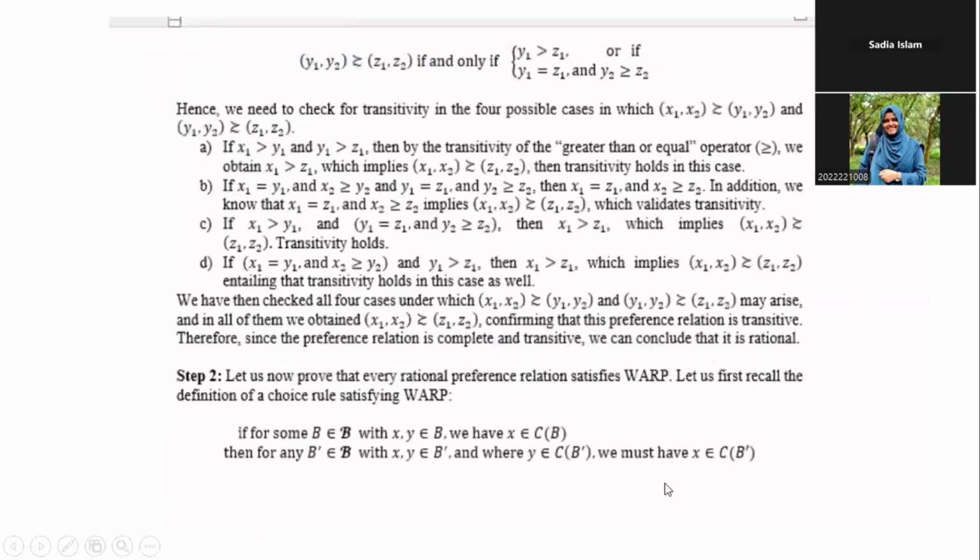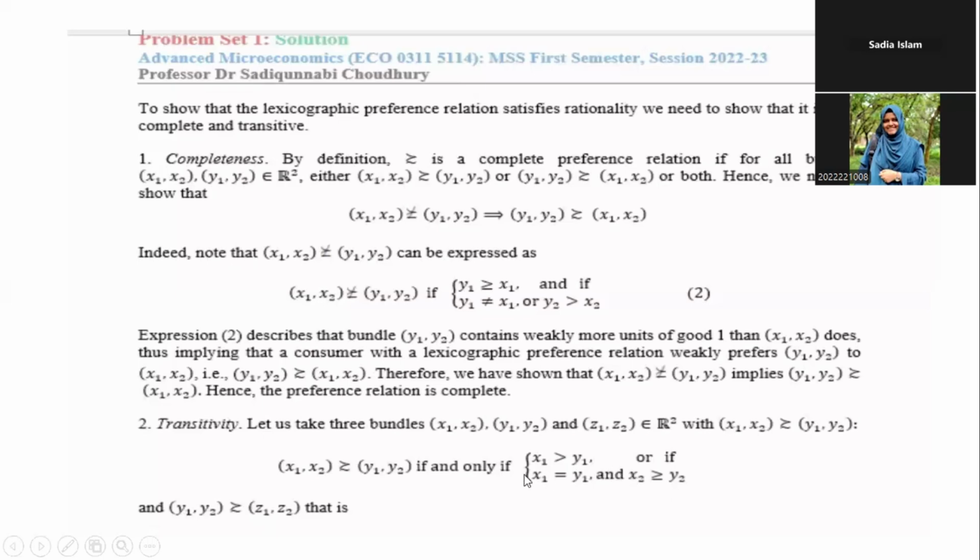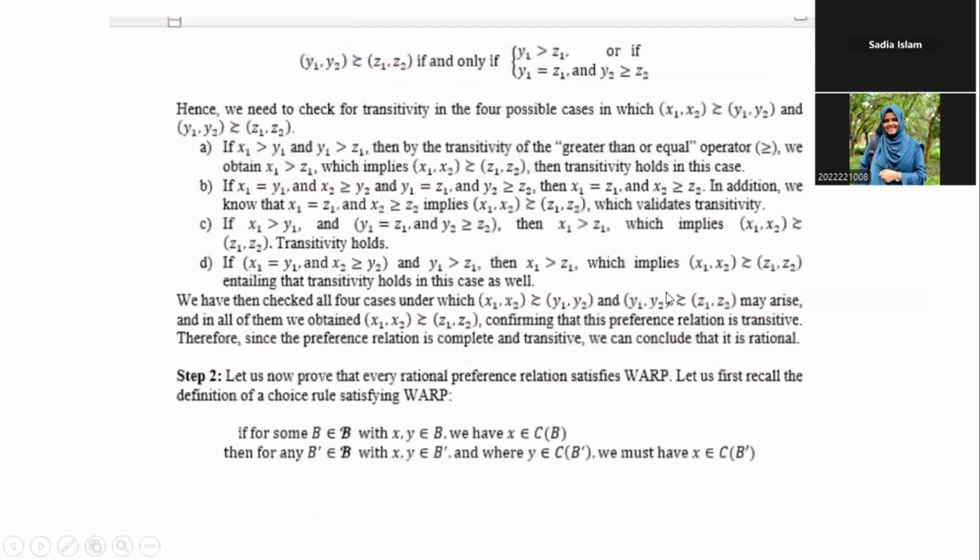Here is the relation of bundle X and bundle Y. Then we see the relation of bundle Y and bundle Z. This relation also says that bundle Y is weakly preferred to bundle Z, and this is the complete relationship if and only if the same condition holds: quantity of Y1 is greater than quantity of Z1, or quantity of Y1 equals quantity of Z1 and quantity of Y2 is greater than or equal to quantity of Z2.